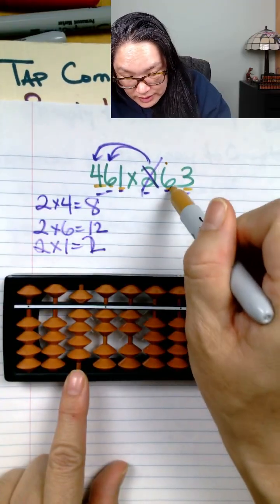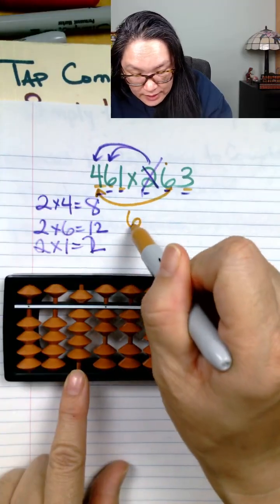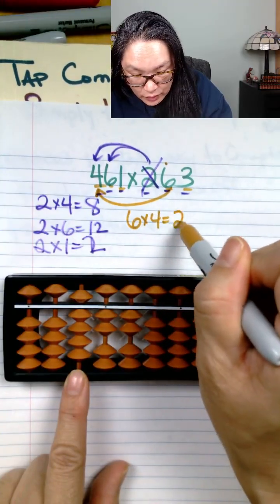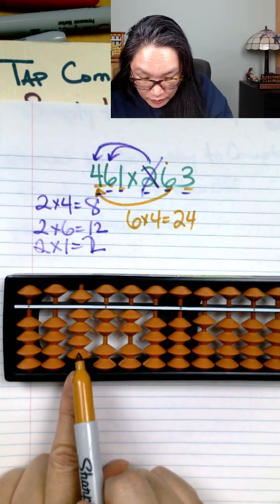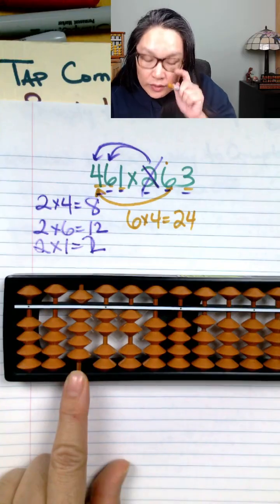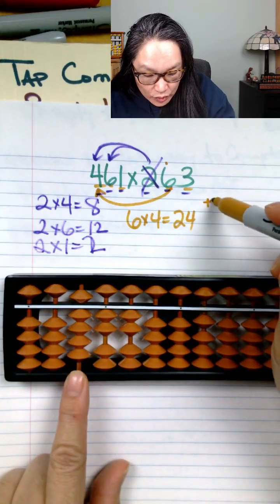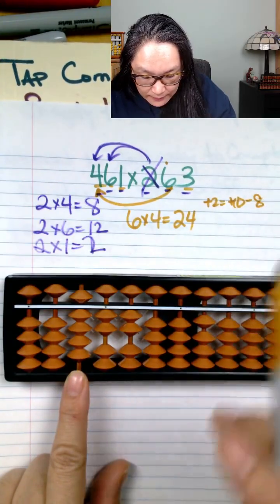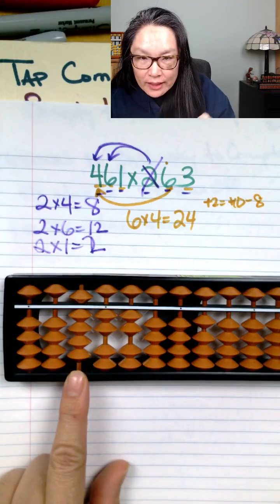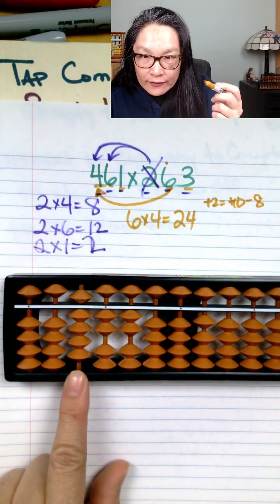We do 6 times 4. 6 times 4 is equal to 24. So I add my 2 and I add my 4. I add my 2. There's not enough to add the 2, so what do I do? Plus 2 is equal to plus the 10 minus 8. I'm just jumping, right? I don't want to go through it. Do I have a 5?